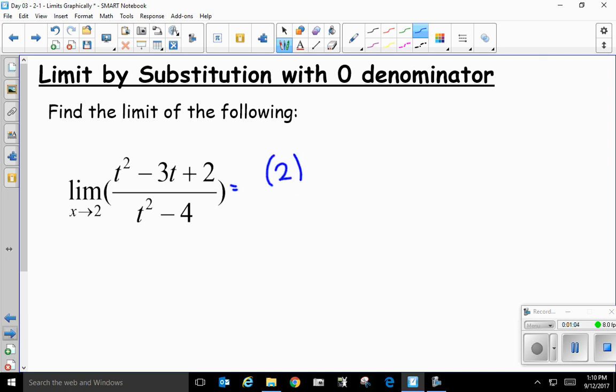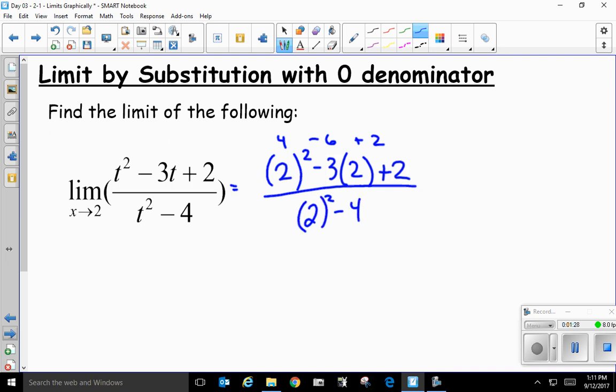I put a 2 in. I get 2 squared minus 3 times 2 plus 2, which is fine. That's 4 minus 6 plus 2, which is 0. I'm going to talk about the top right now. We get 0 on the top. But what happens when we take 2 squared and subtract 4? I get a 0 on the bottom. So you guys just be like, undefined, must not have it.